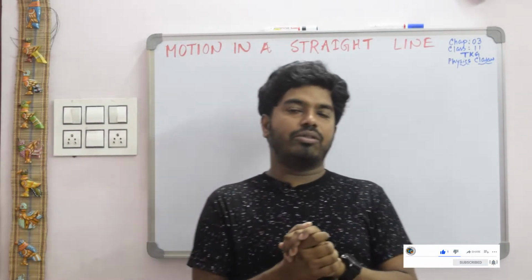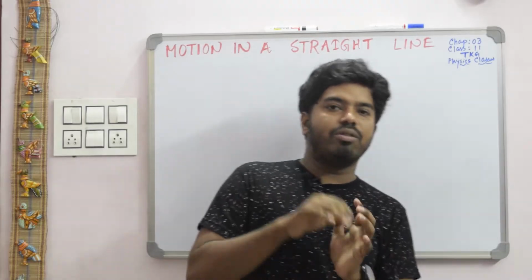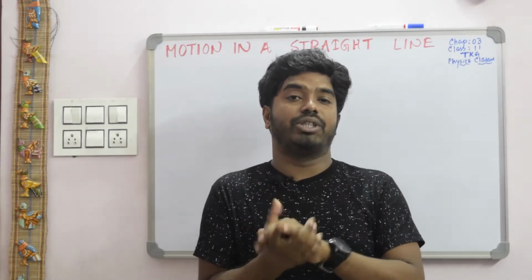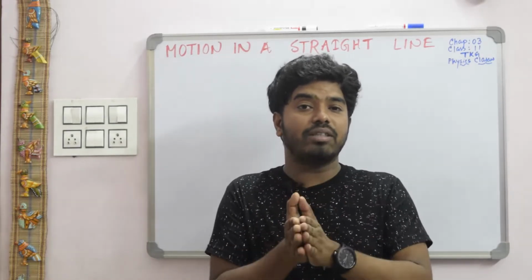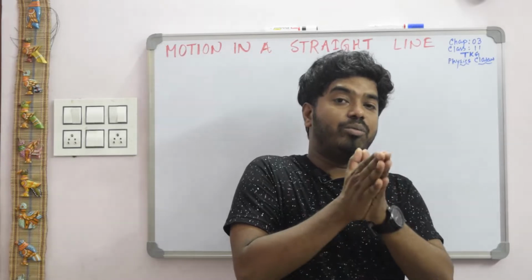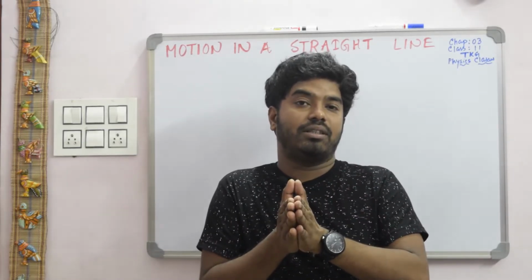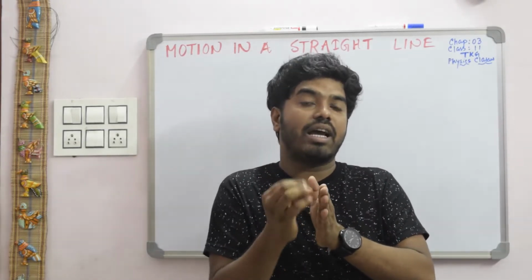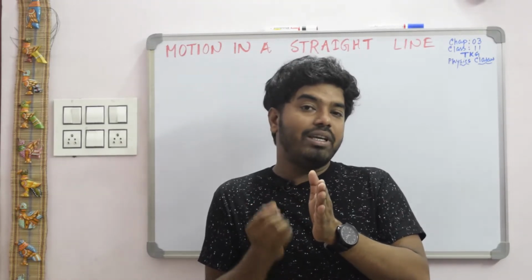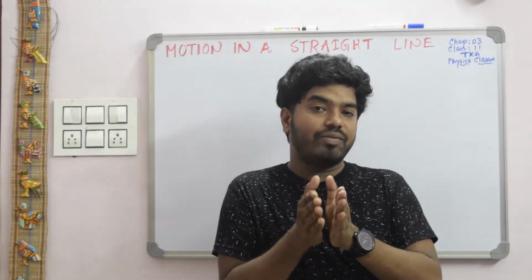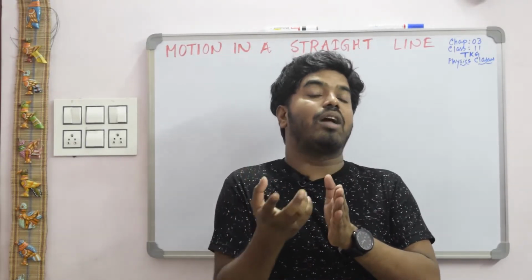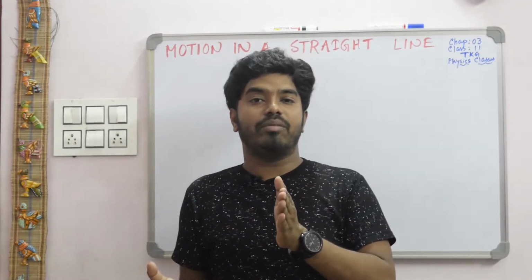Okay. So let's start. At first you have to know what is position. What is the position of an object? Position means the point where the object is placed, where the object is situated. Now what is rest and what is motion? Rest means a body is said to be at rest if it does not change its position with respect to surroundings with the passage of time.